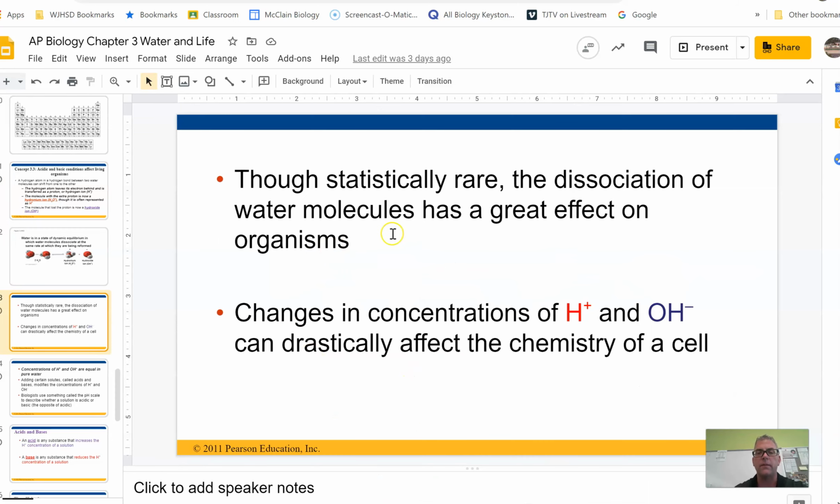Okay, so it tells us here why this works out mathematically, and even though it's rare, it says dissociation has a great effect.